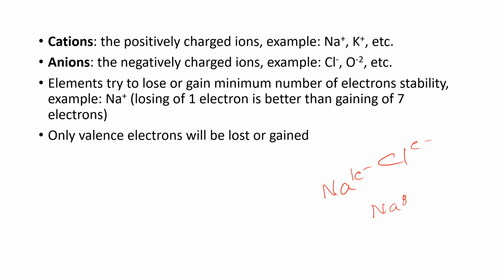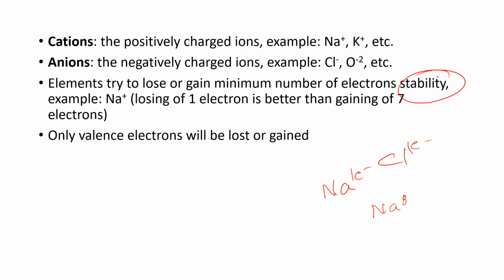Why? Because according to losing and gaining, atoms are going to lose or gain the minimum number of electrons. So here also chlorine is going to gain only one electron, not more. These atoms are going to lose or gain electrons only for stability. That's all, nothing about other things.